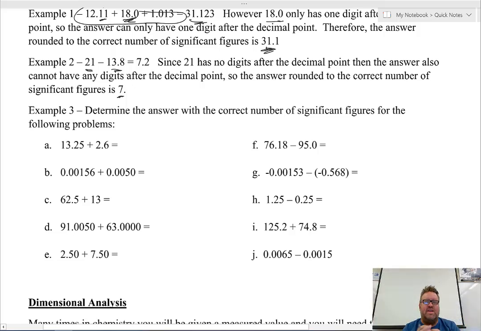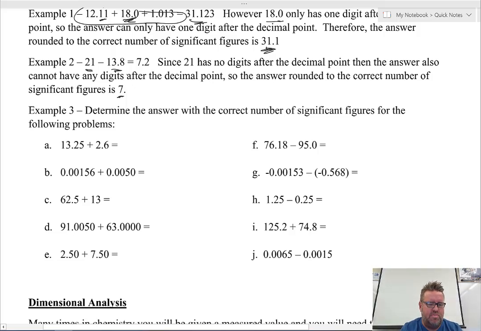Okay, here are some examples of that. Let's look at some of these. Again, at this point, go ahead and pause it. You always want to get your calculator answer first and then round it based on the significant figure rule. So give these 10 here a try, and then we will go over them together once we come back.